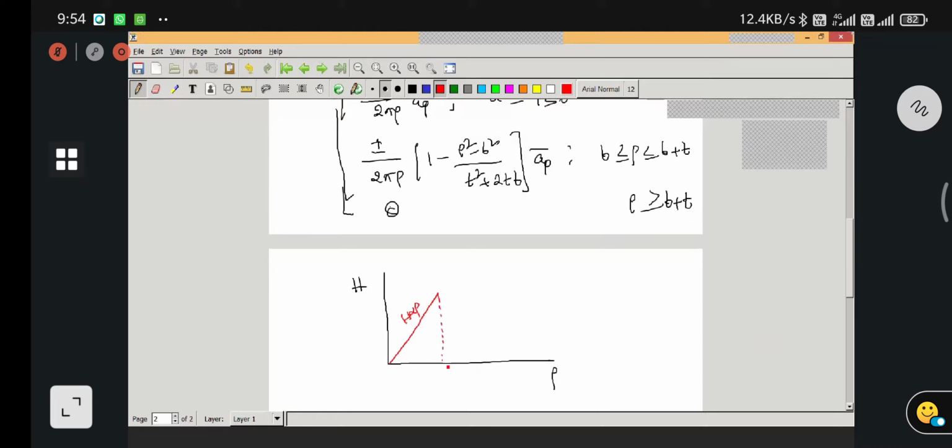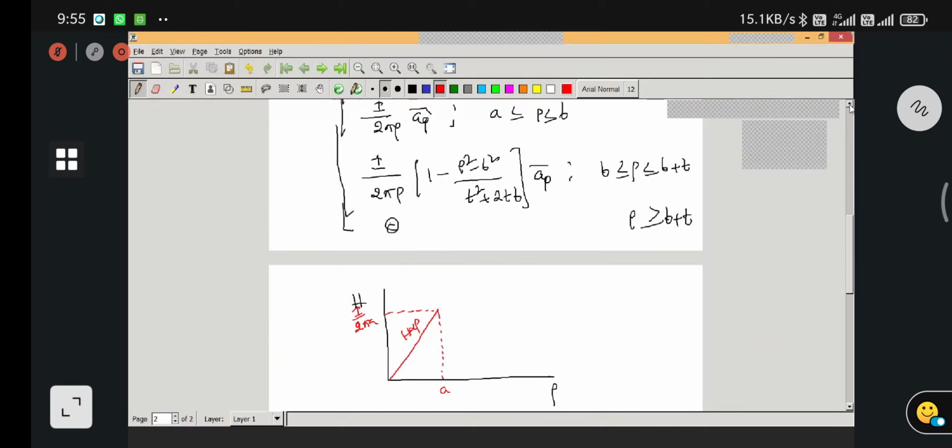Then the graph is plotted. This is a, and this is I by 2 pi a, nothing but I rho divided by 2 pi a square a pi. This is the first graph. Then the second graph.